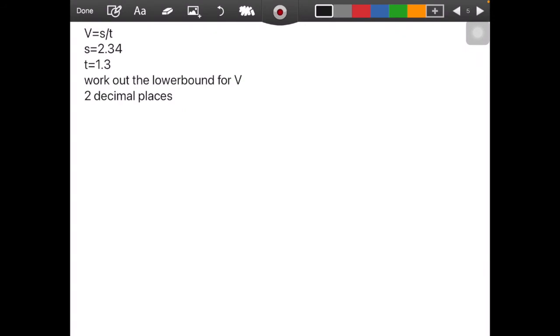For today, we're going to be talking about bounds. And for this slightly more adapted question, we are going to be looking at the equation V is equal to S divided by T, where S is 2.34 and T is 1.3. And it is asking us to work out the lower bound for the value V. And this means that we need to find the lower bound for both S and T.